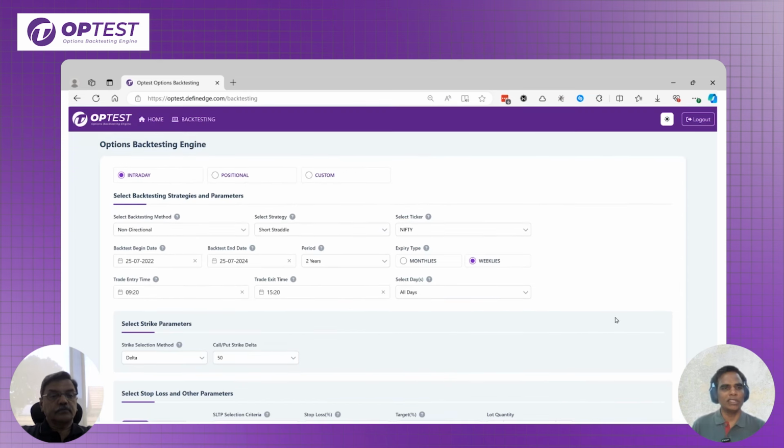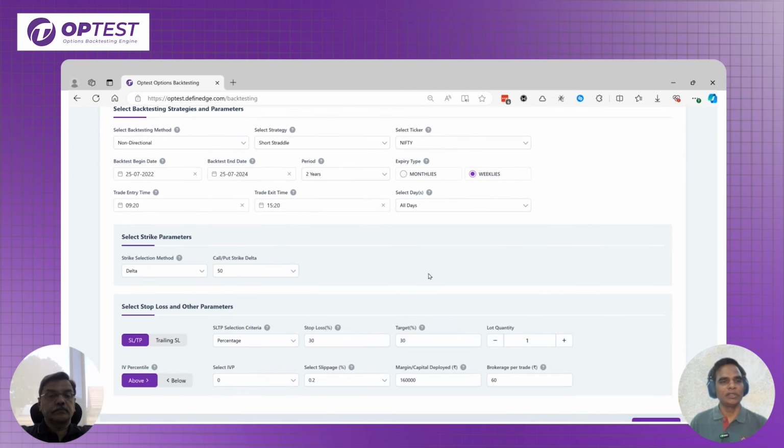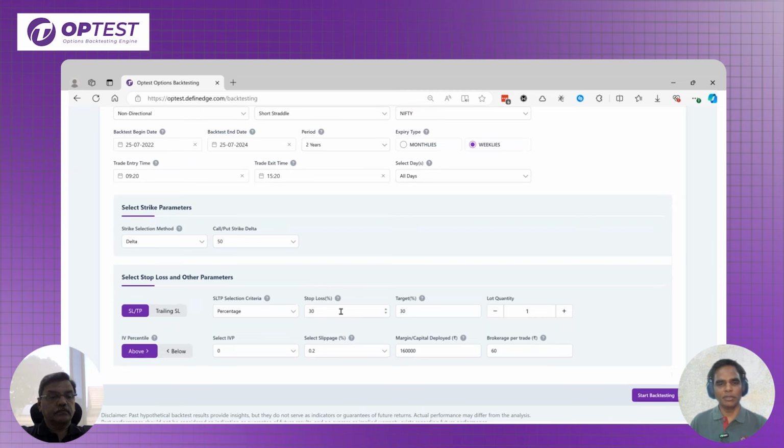So let's backtest now. The parameters are very simple: non-directional method, short straddle, Nifty ticker, 2 years of backtesting. We are only showing 2 years, but you will have 5 years of data. And expiry type: are you going to choose monthlies or weeklies? You can choose either one. Obviously, for indices, most people will use weeklies for intraday. This is the entry time and exit time, all days, and these are different selection parameters. Stop loss of 30, target, let's say we'll keep it 0.